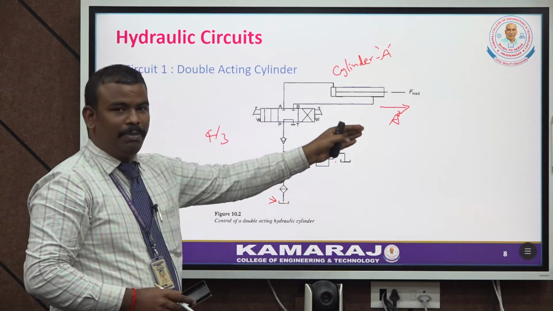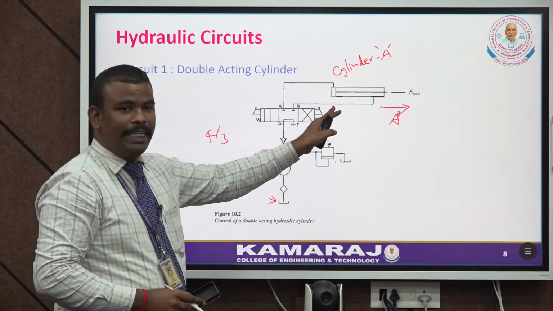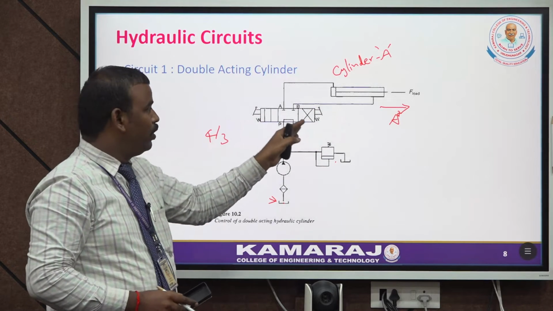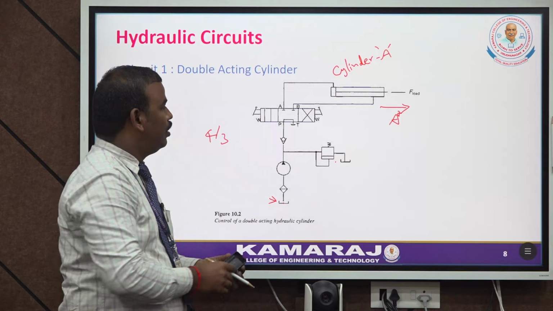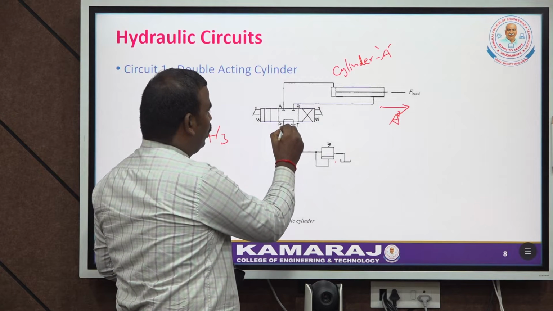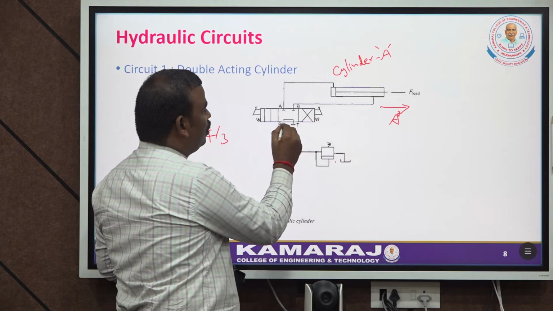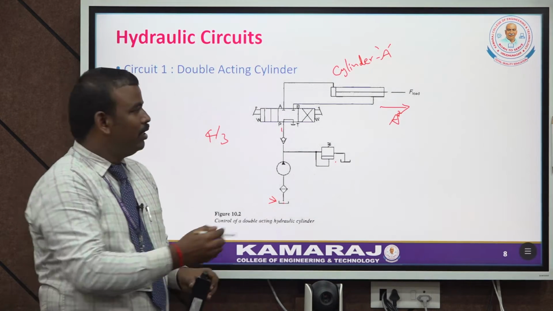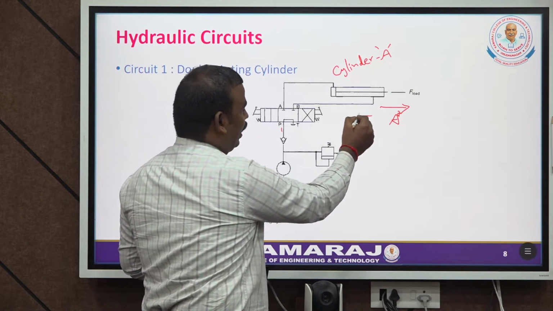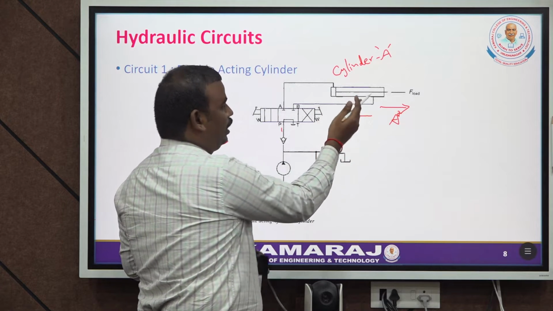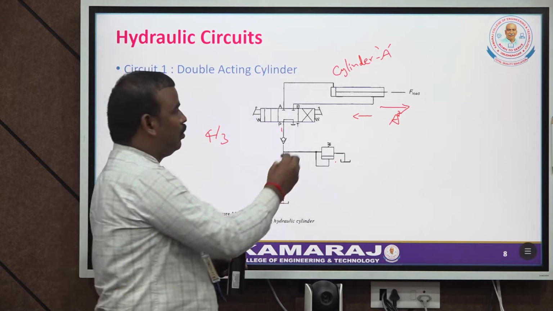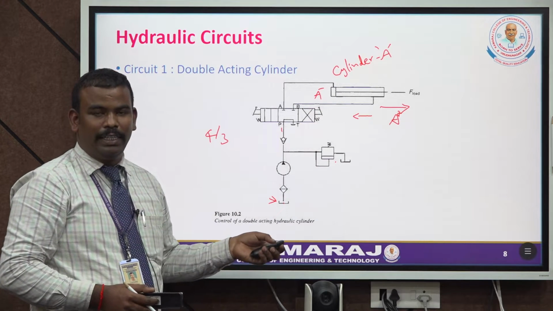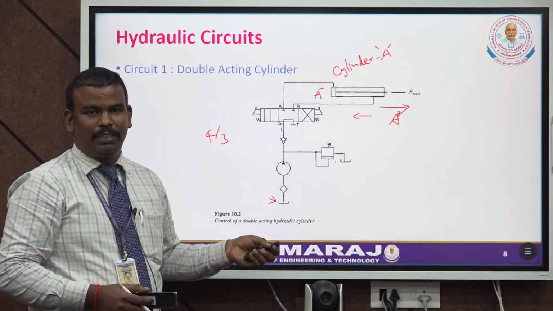Once extended, we operate the lever on the right side. So the oil flows to the rod end side. Once the oil flows to the rod end side, the piston is retracted. So the cylinder is in the retraction position. So A minus is achieved. This is one simple circuit for understanding the double acting cylinder actuation system.